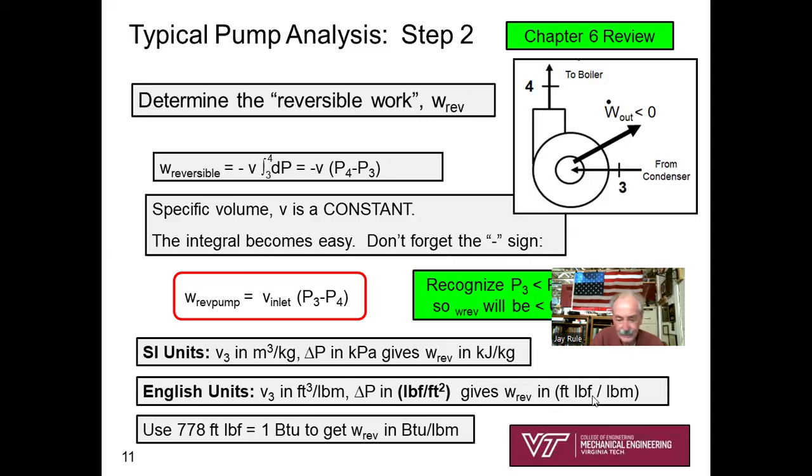Yikes. That's not what we need, because ultimately we're using the first law and we need to be in BTUs per pound. So once you get your value of W reversible in foot-pounds force per pound mass, you've got to use this conversion. 778 foot-pounds force equals 1 BTU. And you'll apply that conversion to get reversible work in BTUs per pound mass. Little w, W dot over M dot, BTUs per pound. That's important.